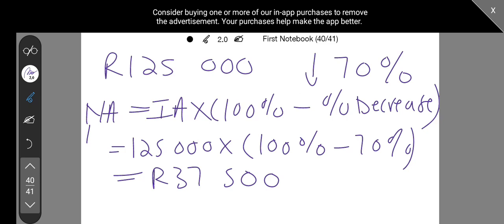So the formula to calculate percentage decrease is given as the new amount is equal to the initial amount multiplied by 100% minus the percentage decrease. But when we're talking about the percentage increase, we're going to say that the new amount is equal to the initial amount multiplied by 1 comma the increase, not percentage increase, but 1 comma the increase.